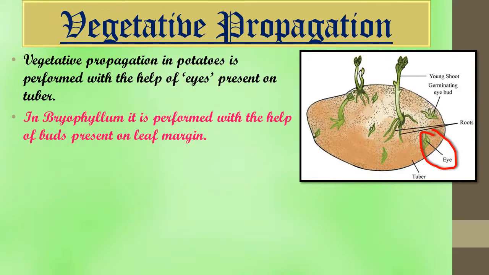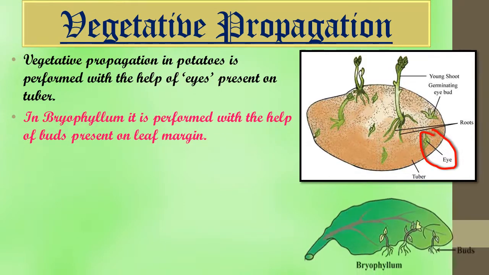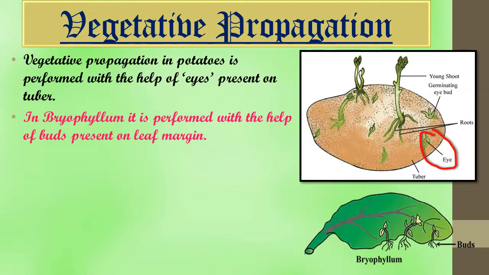Whereas in bryophyllum it is the leaf. In bryophyllum it is performed with the help of buds present on the leaf margin. These are the leaf margins, and the buds will form new small plantlets.